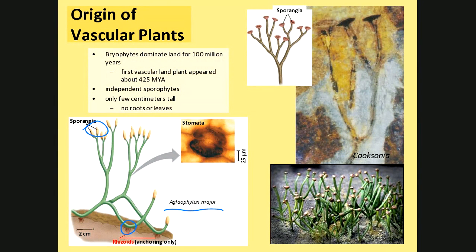And so you can imagine that having rhizoids only for anchoring, in other words, not being able to absorb anything through these little structures, you were probably limited to moist habitats, right? So, as it says here, the bryophytes were doing really well and still are. They were around for 100 million years, but the vascular plants started appearing about 425 million years ago.